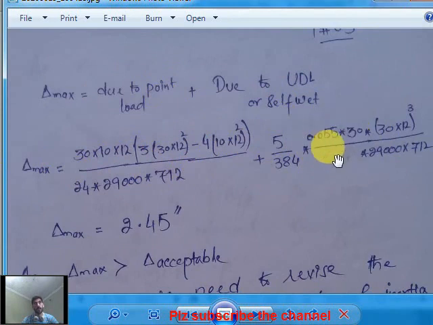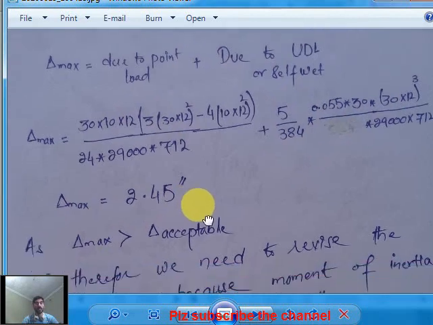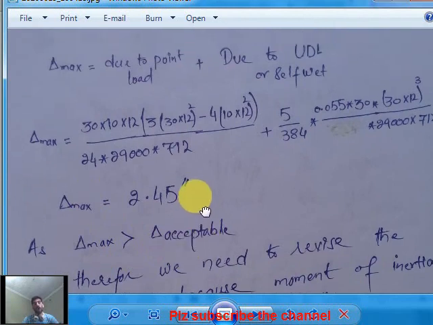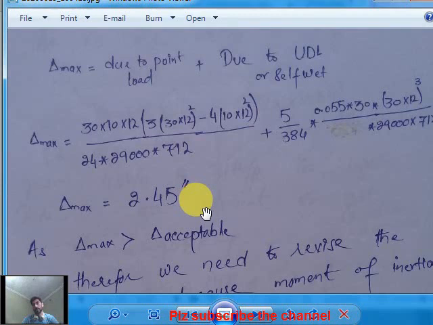So we plugged in the values and got a delta max of 2.45 inch. The news is that your deflection is more than your acceptable limit, so you have to revise your design. So in lectures 11, 12, 13, 14, I suggest that you choose your section not on the basis of your Zx table.